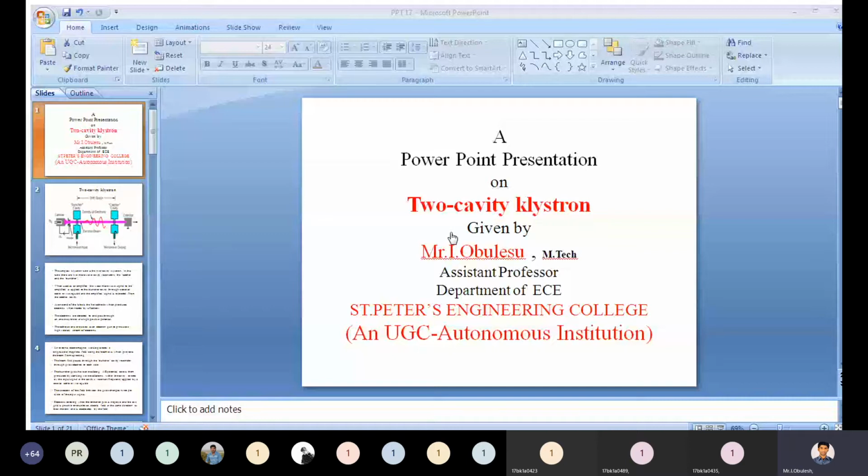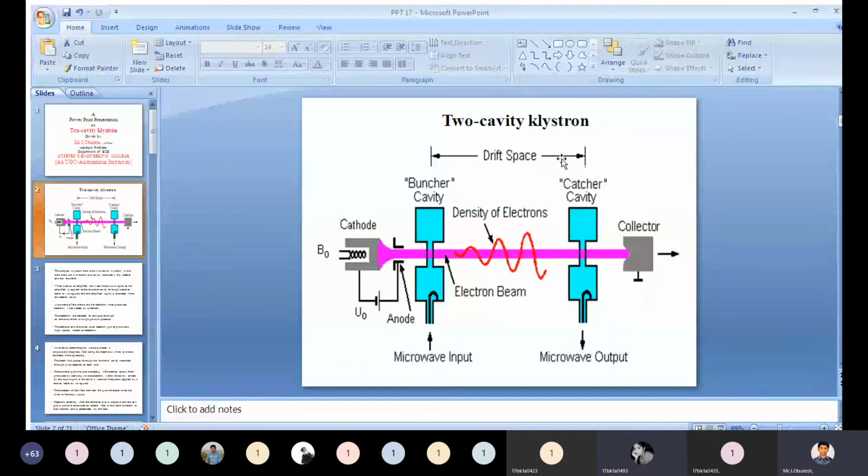Sir, the screen is not visible; the slides are not moving. Screen is not visible. Now it's visible, sir.